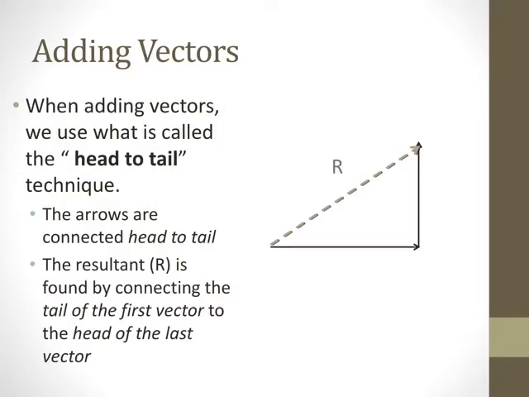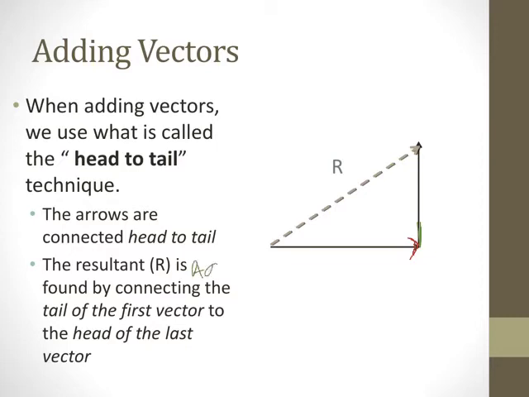Vectors are a little more complicated, but there are 2 simple rules to follow, and if you always follow those rules, adding vectors shouldn't be very difficult. If you want to combine 2 vectors, you have to set them up so that they are touching head to tail. What that means is you have the head of this vector touching the tail of the other vector.